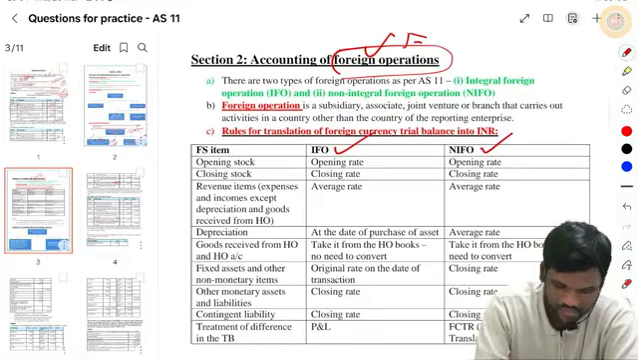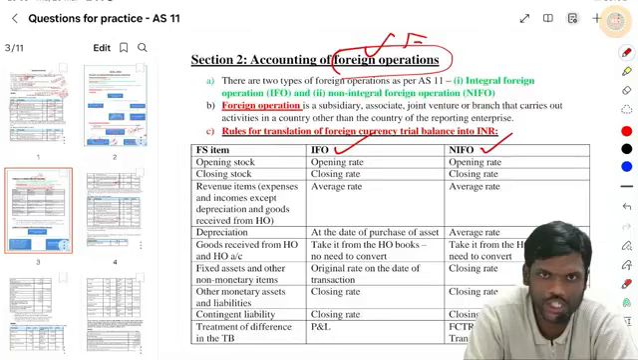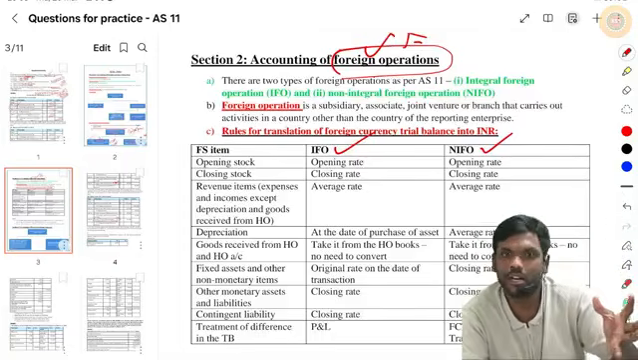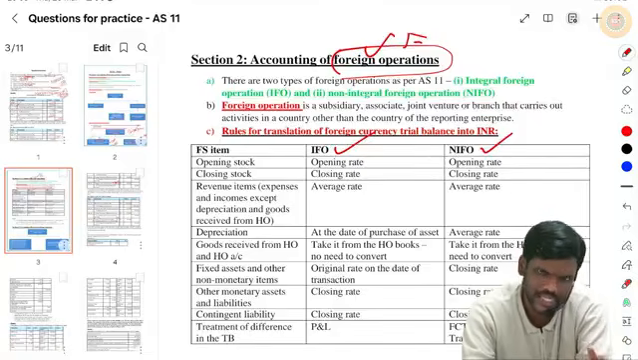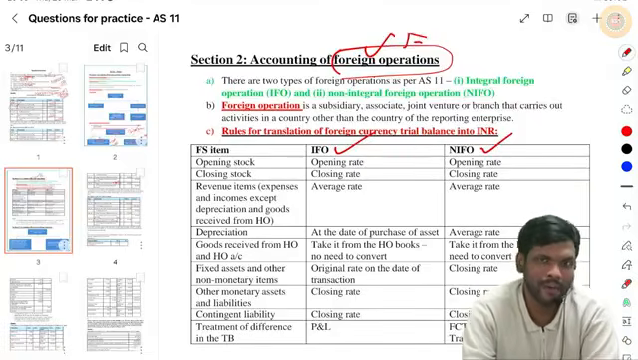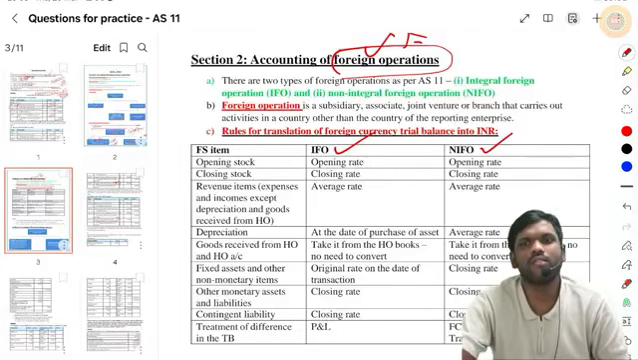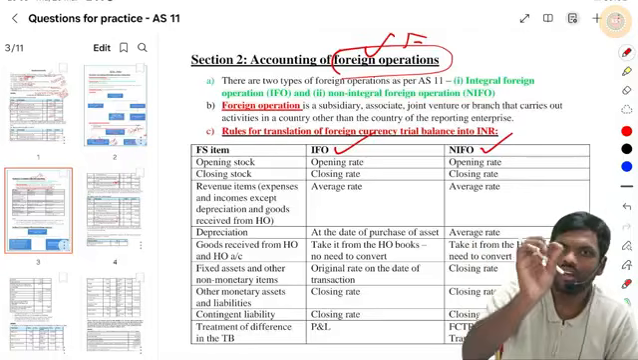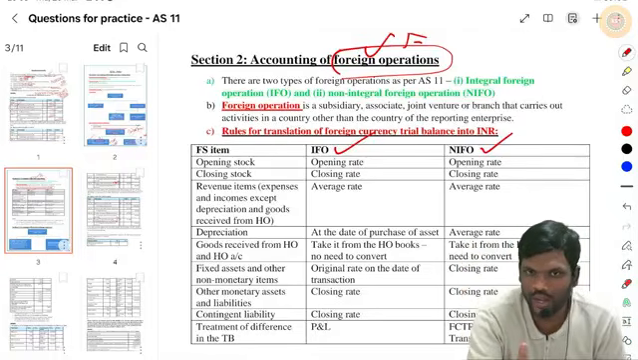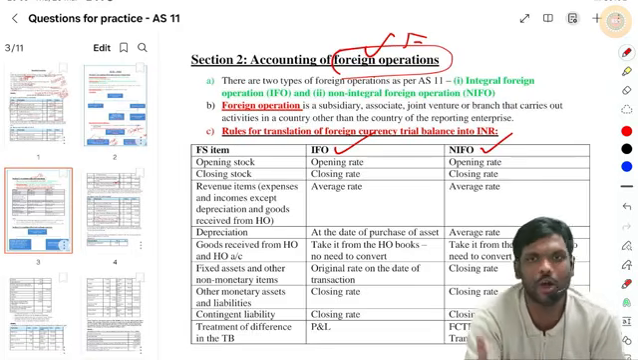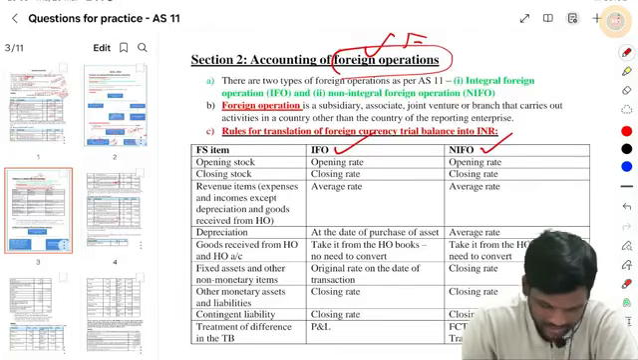So let us see what AS 11 says if your foreign operation is IFO. Now in a trial balance, you will have multiple things: income, expenses, assets, liabilities, and capital. Now we are going to discuss each item, how to convert that into INR based on whether it is IFO or NIFO. The rules will change. That is why it is very important to identify whether a particular foreign operation is IFO or NIFO. Let us see what AS 11 says.